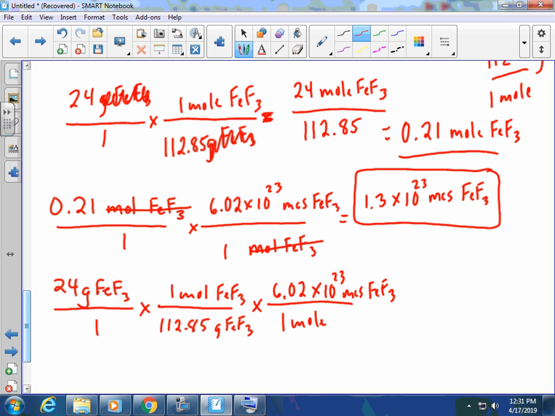and just did the same thing. Grams on top and on bottom cancel, moles on top and on bottom cancel, and I'm left with molecules. And if I multiply across the top, I'm going to get 24 times 6.02, and then times 10 to the 23rd. And that's going to be over 112.85, but it's still going to come out to be 1.3 times 10 to the 23rd.